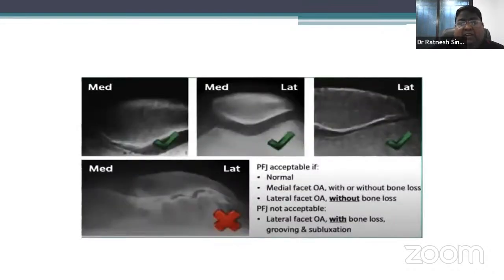Coming to the patellofemoral joint, with normal or medial facet osteoarthritis with or without bone loss, or lateral facet osteoarthritis with or without bone loss, we can go for the medial compartment replacement. But in cases of lateral facet osteoarthritis with bone loss, grooving and subluxation, this is not the ideal case for medial compartment replacement. Here we can combine the medial compartment and patellofemoral, or we should go for the total knee.